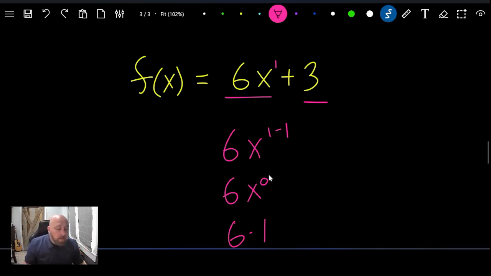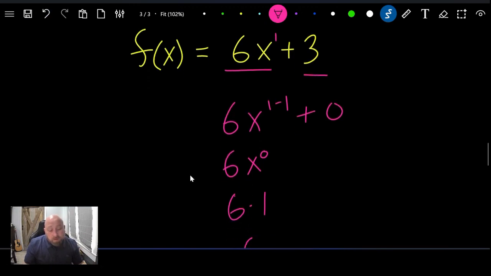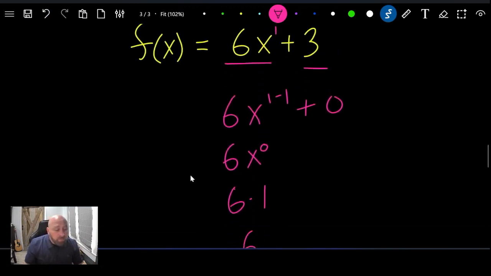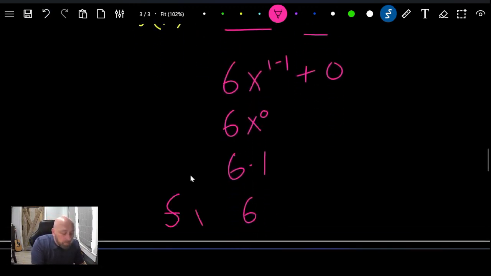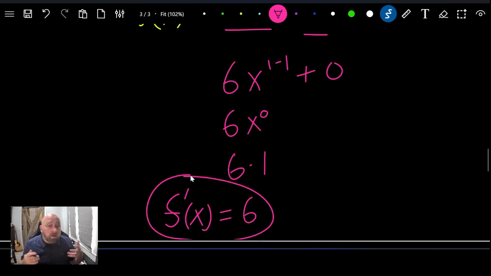So here's what we would have. And then on this one, we know that it's just plus 0, so you don't have to write anything. So our f prime of x is going to just be 6. In other words, our slope is 6.